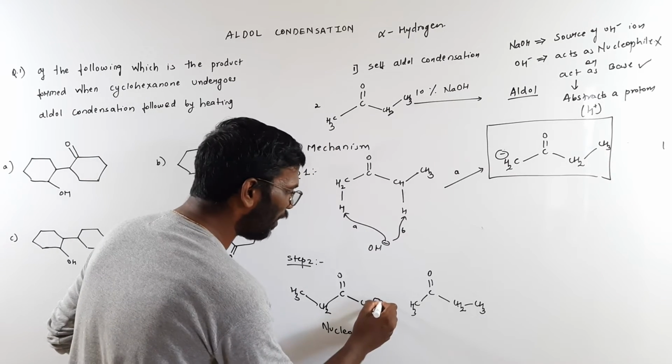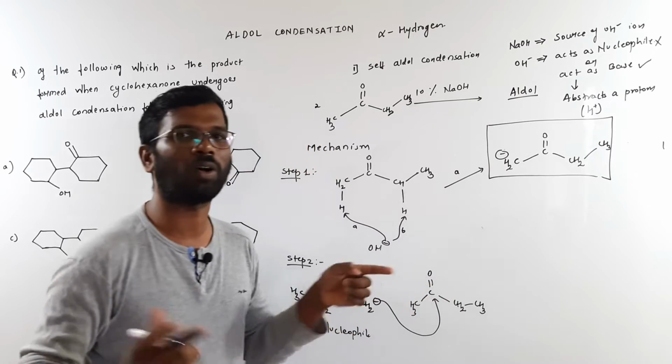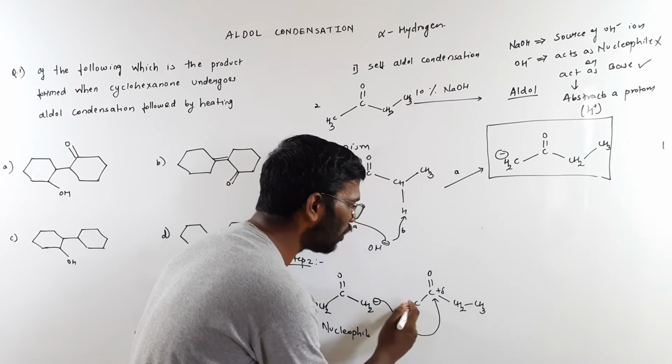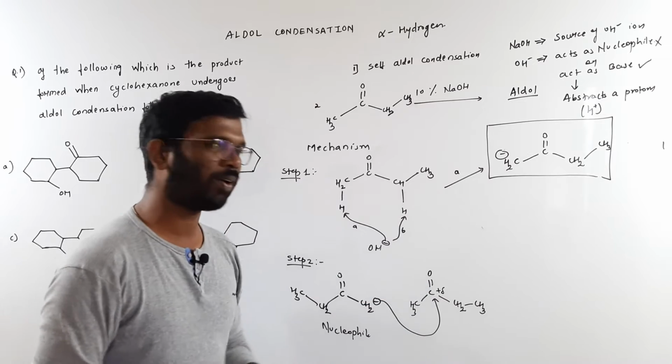Next, what is going to happen? It is going to attack this carbon. Why only this carbon? Because this carbon is attached to oxygen, which is electronegative, and this is the carbon which is partially positive. All these three are not as positive as this carbon. So this is going to attack on this.